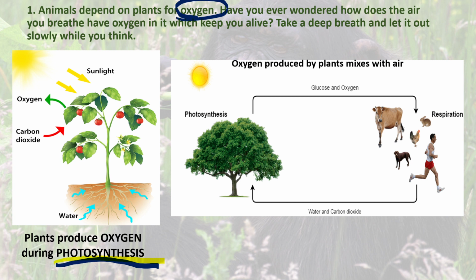How do plants make their food? They take in the sunlight, they take in the carbon dioxide, and they take in the water from the soil, and then they make their food. But along with their food, they release one gas into the atmosphere, which is oxygen. Okay, so they release oxygen. This oxygen mixes with the air, and then when you breathe in, this oxygen goes inside your body and helps you live. Okay, so animals depend on plants for oxygen.